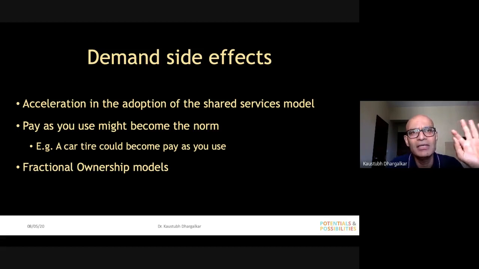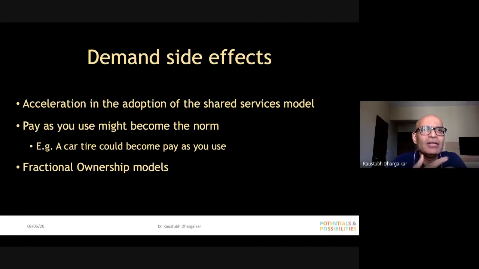Now, these are the kinds of models that one really has to think about going forward. I'm coming from a single perspective of having to deal with a cash-strapped customer. How do I capture that person's imagination, and how do I induce purchase and not let that person think, oh, I don't have too much money, let me forget about this product completely. How do you get into that space is my point. So pay as you use might become the norm.